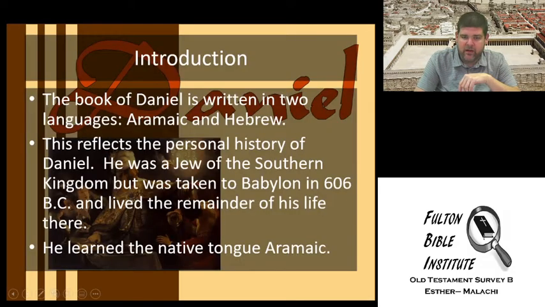As we look at Daniel, Daniel is written in 2 languages. It has a unique distinction of being the Bible book written in 2 different languages. It was written in Aramaic and also in Hebrew. The first chapter or so is written in Hebrew, and around chapter 2, Daniel switches to Aramaic. Now, this represents the personal history of Daniel. This represents Daniel's life as it was changed, because we see to begin Daniel's life, he was a Jew of the southern kingdom of Judah, but he was taken to Babylon in 606 BC by Nebuchadnezzar, and there he lived for the remainder of his life.